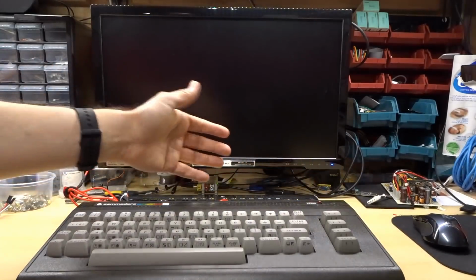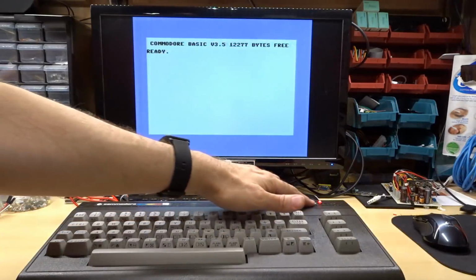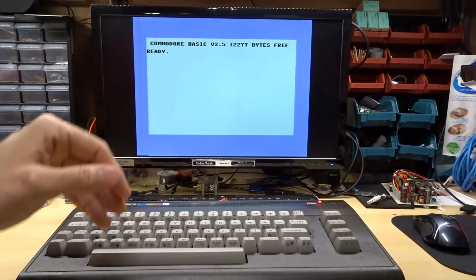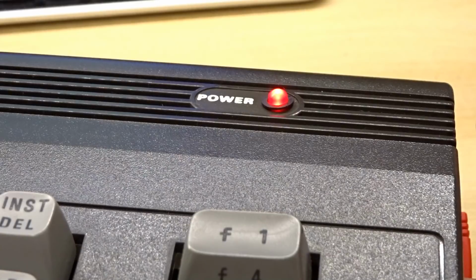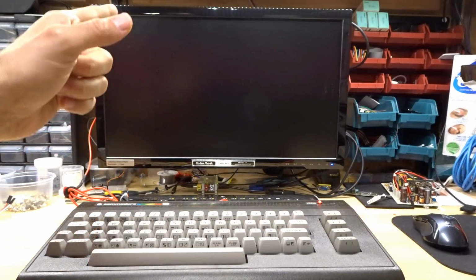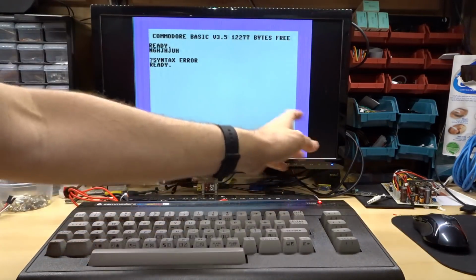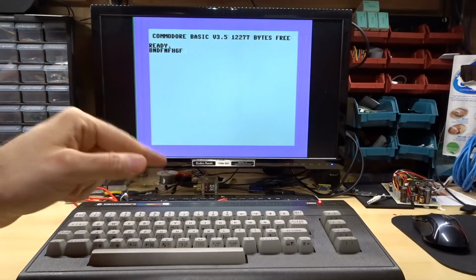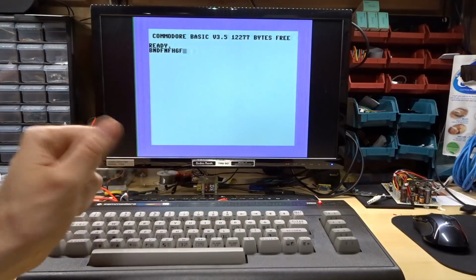If I turn the computer off, turn it back on again, we get double blink on the power LED and we're back in PAL mode. If I push and reset, hold the reset button down, we get one blink on the power LED, and there we are, back in NTSC mode again. Basically, I'm able to switch between PAL and NTSC on this machine by holding down the reset button.